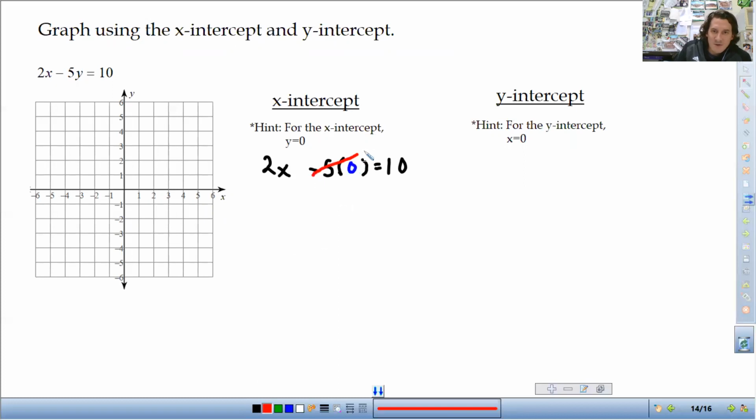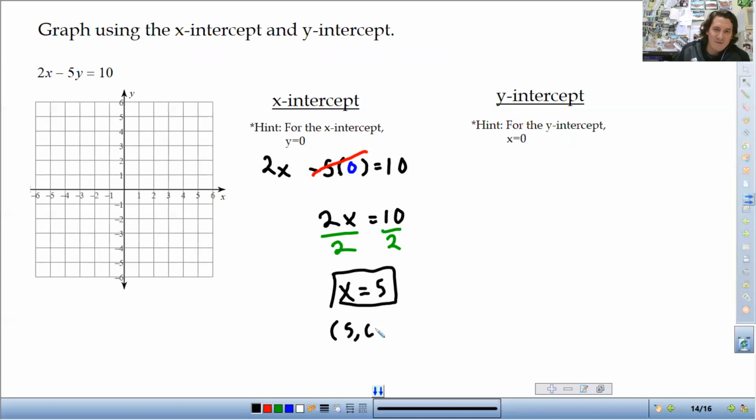Negative 5 times 0 is 0, so I can just cross that out. And I just have 2x is equal to 10. Divide both sides by 2. And so I get x is equal to 5 is the x-intercept. Again, that's at the point (5, 0). So we go to 5 on the x, put a point. There's our x-intercept.